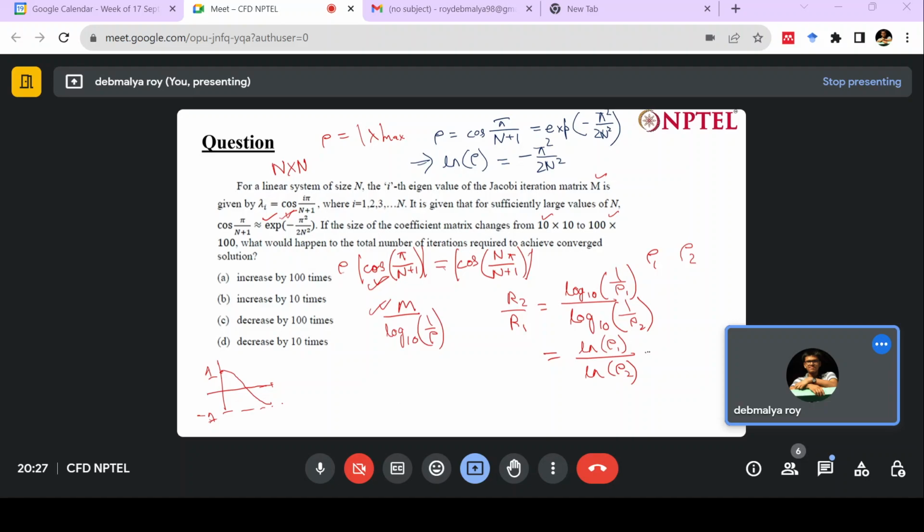So this becomes nothing but n2 square divided by n1 square. What is n2? n2 is 100, n1 is 10. So it's 100 square, which is 10 to the power 2 square, which is 10 to the power 4, divided by 10 square, which is this. So this is 100. So the number of iterations required is increasing by 100 times.